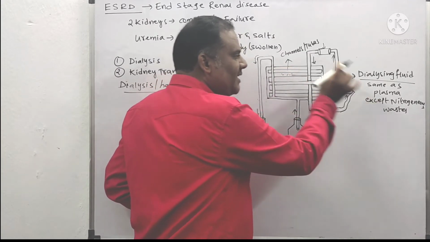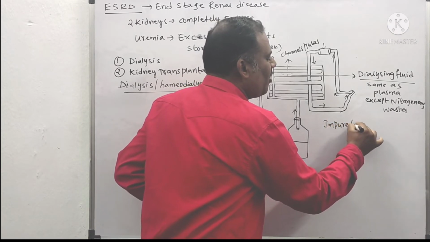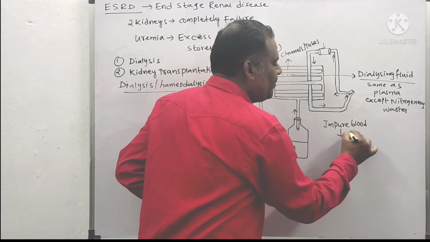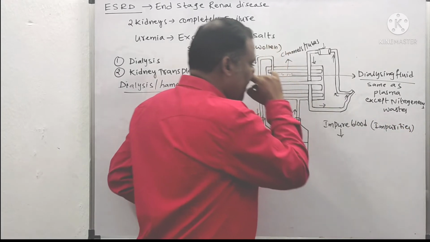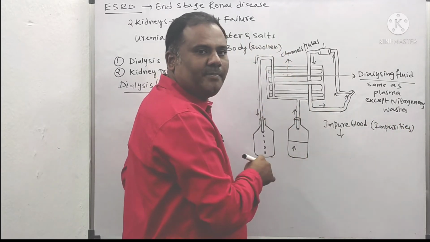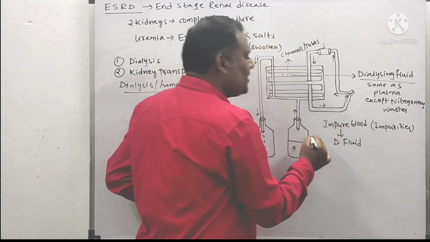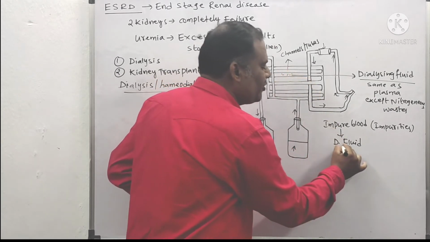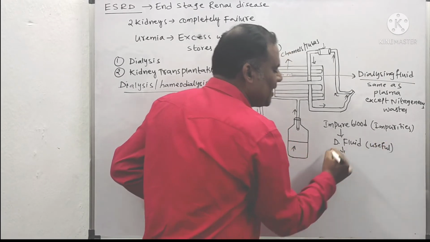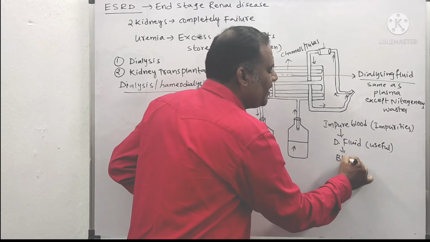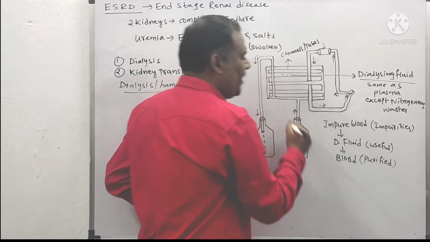As the blood is moving in this direction, at that time what will happen? Whatever impurities are in the impure blood will enter into the dialysing fluid. Why? Because in the dialysing fluid the impurities are less. And whatever useful molecules and useful salts are in the dialysing fluid will enter into the blood. The impure blood becomes purified.